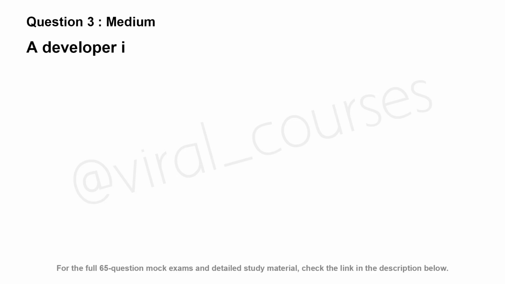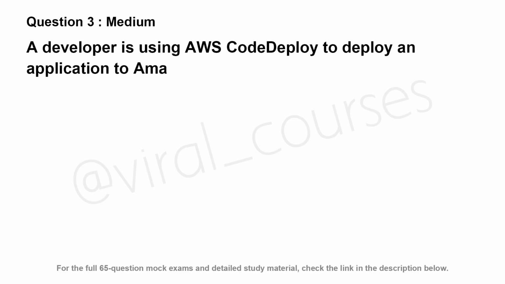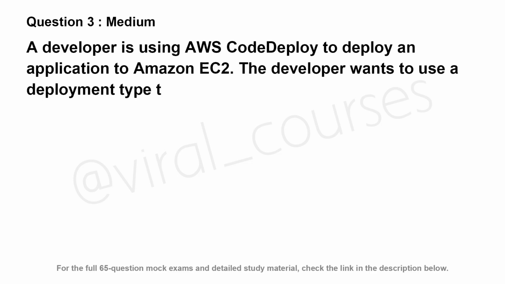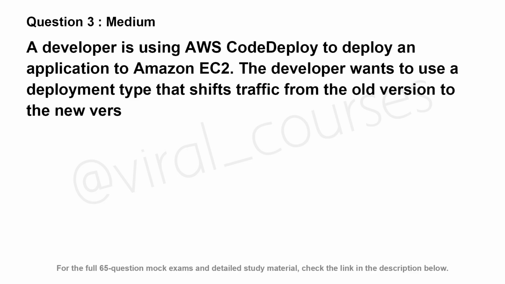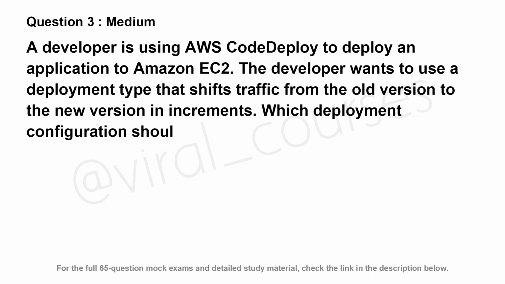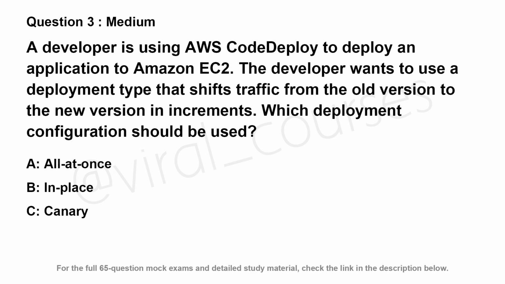A developer is using AWS CodeDeploy to deploy an application to Amazon EC2. The developer wants to use a deployment type that shifts traffic from the old version to the new version in increments. Which deployment configuration should be used? Option A. All at once. Option B. In place. Option C. Canary. Option D. Blue/green with linear.